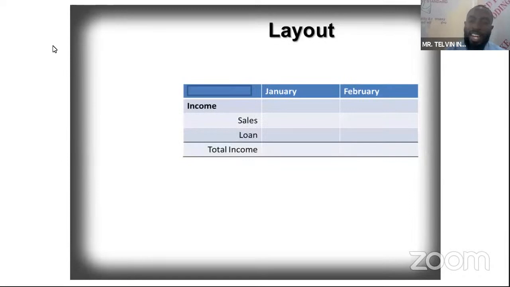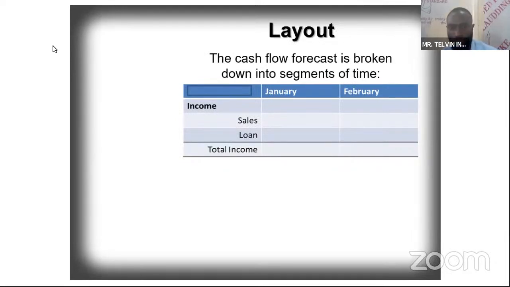Now, this is the layout for your cash flow forecast. You have sales, all the sales you did, you put them down. The loans you took, you put them down. That will be your income. You have the total. It could be either in months, weeks, or days. This is how your income layout is.